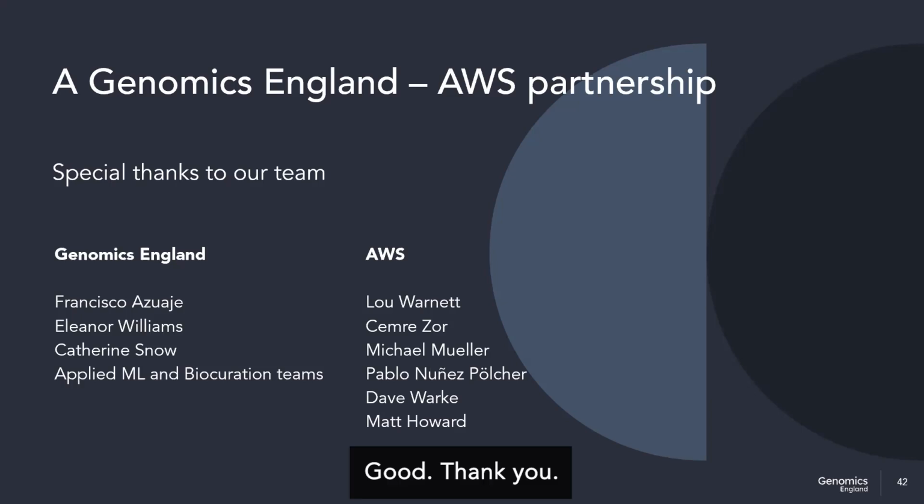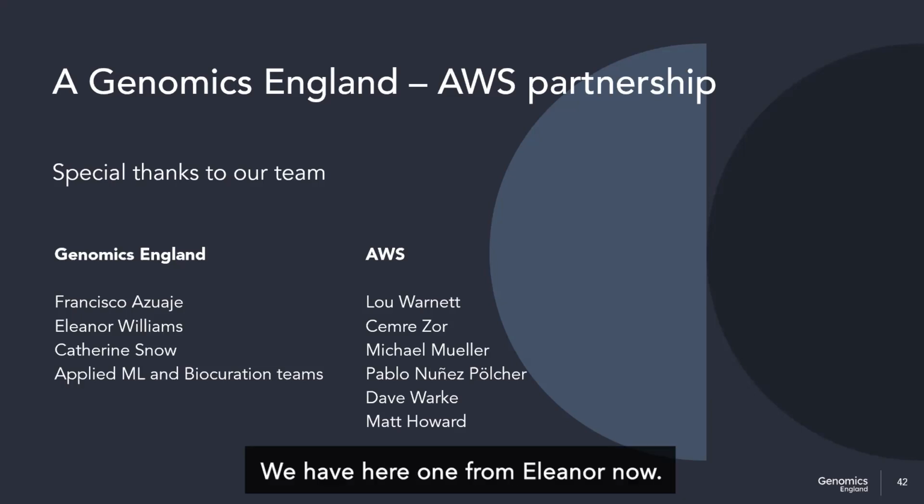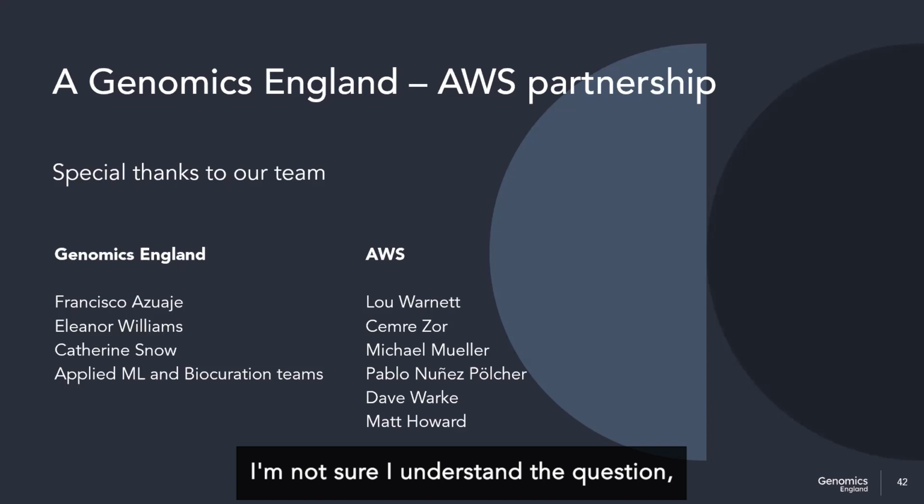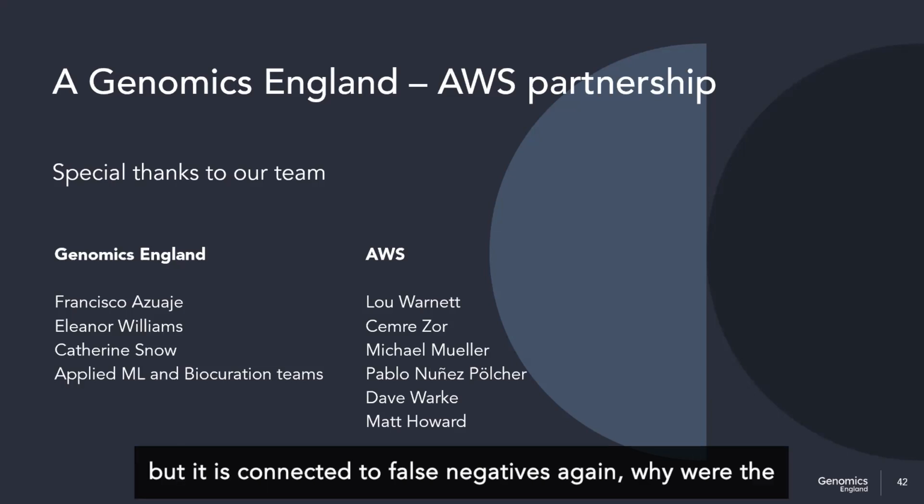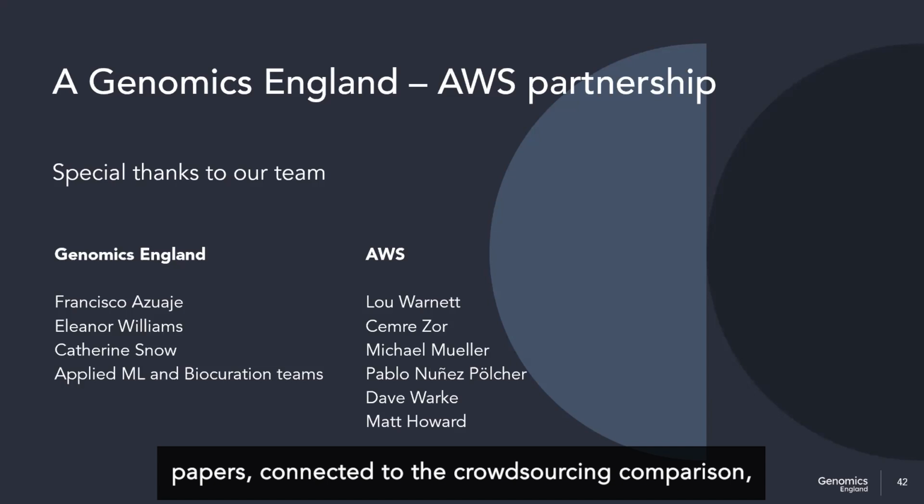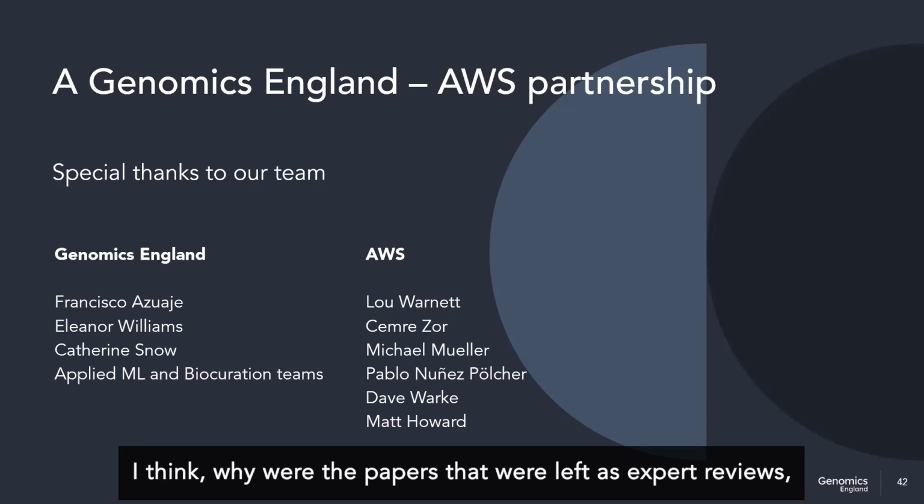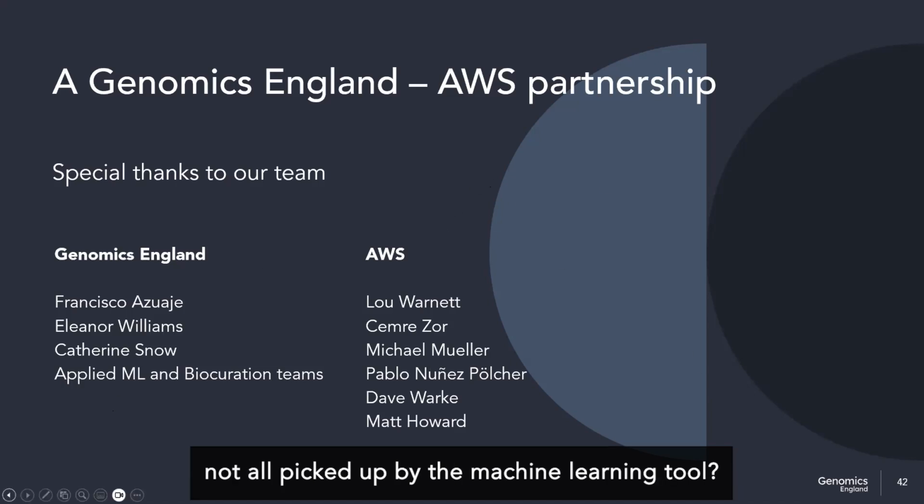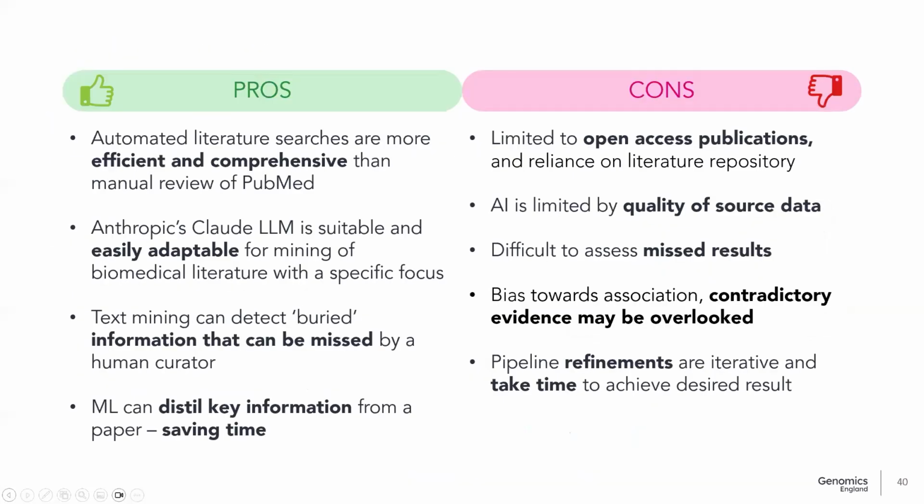Good, thank you. And we have here one from Eleanor. I'm not sure I understand the question, but I think it's connected to false negatives again, and connected to the crowdsourcing comparison. Why were the papers that were left as expert reviews not all picked up by the machine learning tool?